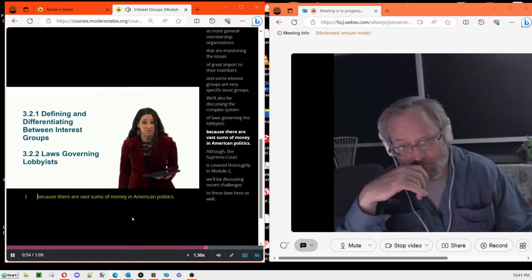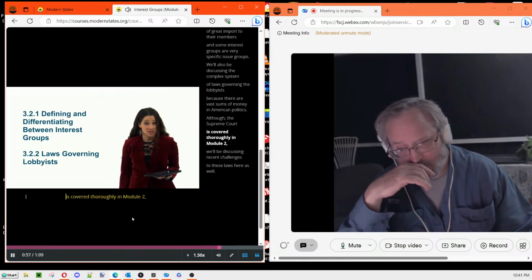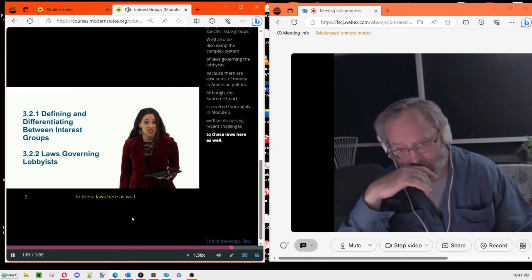sums of money in American politics. Although the Supreme Court is covered thoroughly in Module 2, we'll be discussing some recent challenges to these laws here as well.